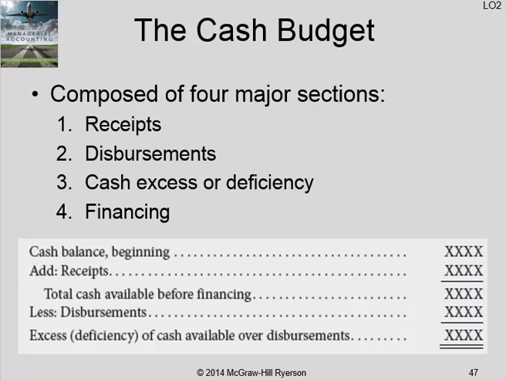Now, why do I say the cash budget is the most important component of the master budget? The answer is, if you run out of cash, you die. Okay, it's just like blood in a human being. So it's very important not to run out of cash. Now, where do you get extra cash from? Well, you borrow it. If you don't have enough, you go to the bank.